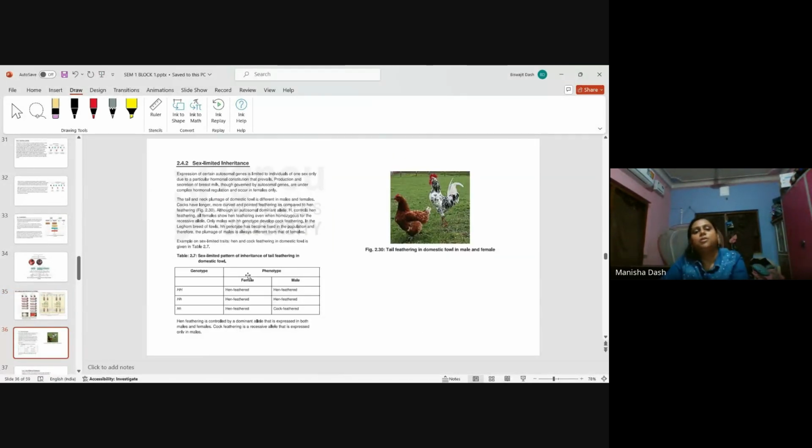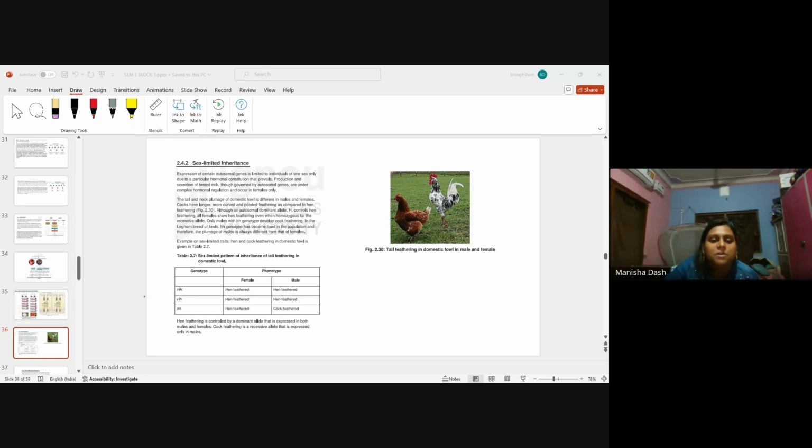Then comes the concept of sex-limited inheritance. What does limited inheritance mean? Some characters are limited to only one gender of the organism. In humans too, the development of beard and the development of breast are limited to one particular sex only, either male or female.